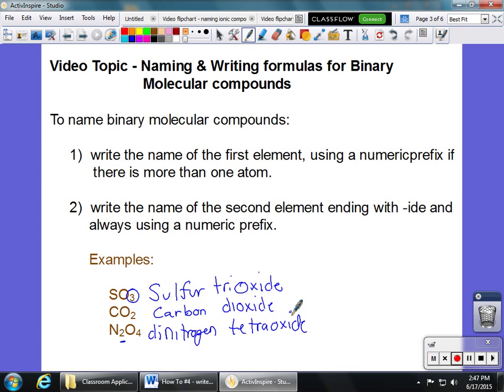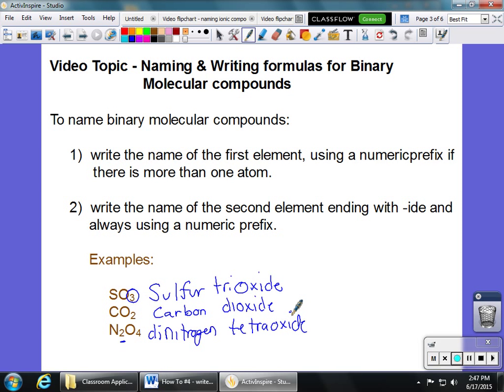What I find that happens is that once you learn this method, you try to apply prefixes to all of your inorganic compounds as well. Remember the big rule in that case: do not use prefixes with inorganic compounds. We only want to use them here with these types, these binary molecular compounds.